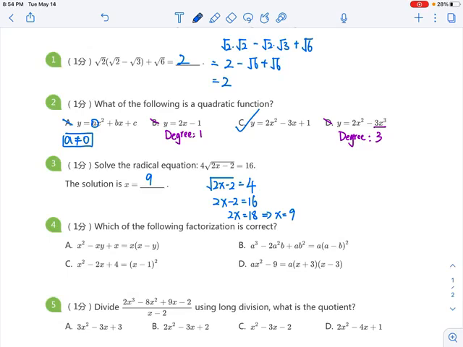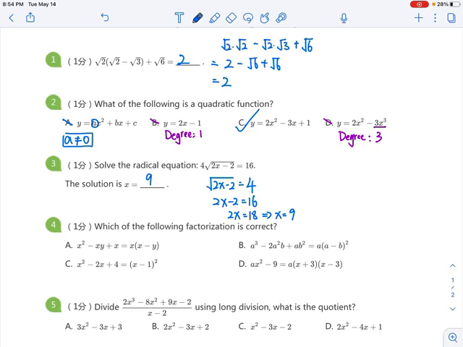Okay, now we can take a look at the next one. I think for the next one here, the accuracy is also about 80%. So we can also take a look at which one here might trick you guys. We want to see which of the following factorizations is correct. We can take a look at this one by one.